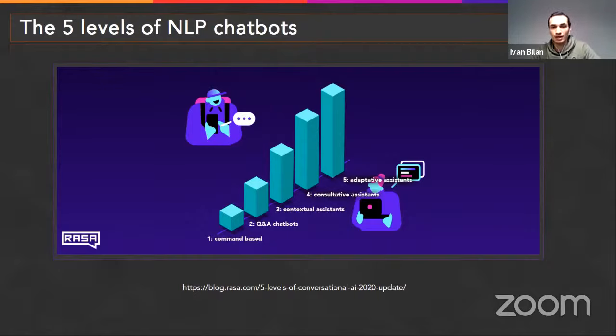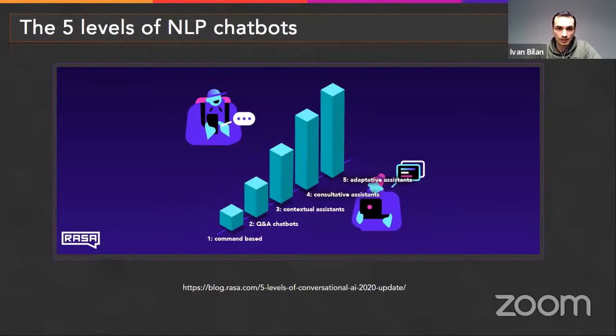And level 5 is the adaptive assistant, when the chatbot itself is really smart. It can understand what you want from it, but it can also give you very specific information for very specific things. So it has a really good knowledge of the domain and can work in very many domains.